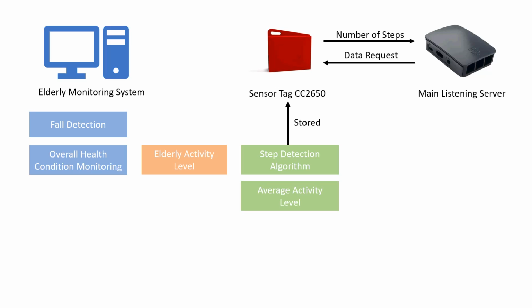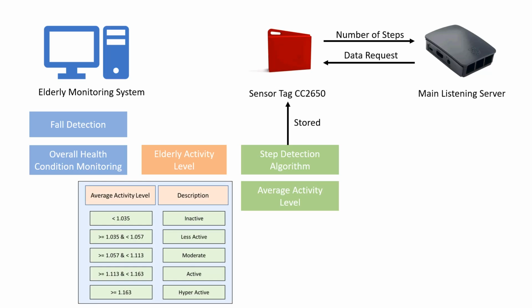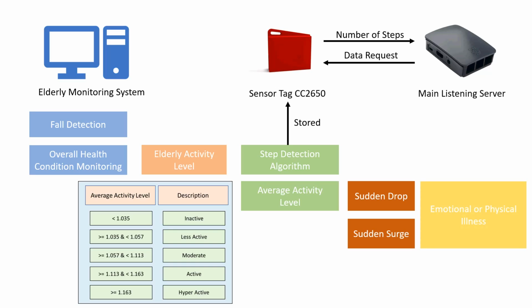By comparing the activity level with a baseline of normal activity level, we could determine whether the elderly is more active or less active than the normal level of their peers. We could also detect sudden changes in the average activity level. Sudden changes could indicate emotional or physical illness, which cause depression and a surge or drop in activity level.